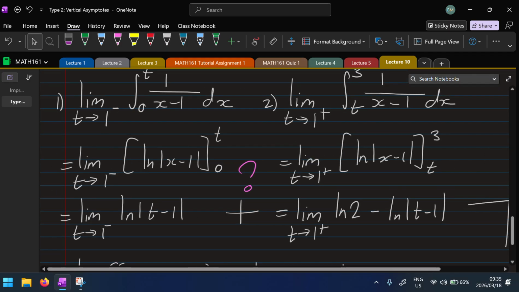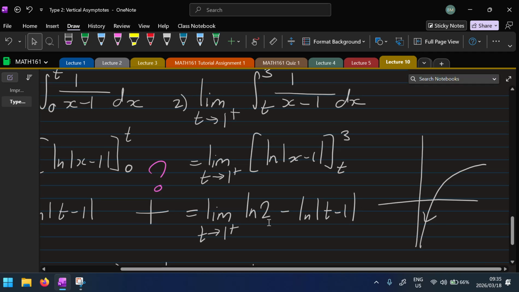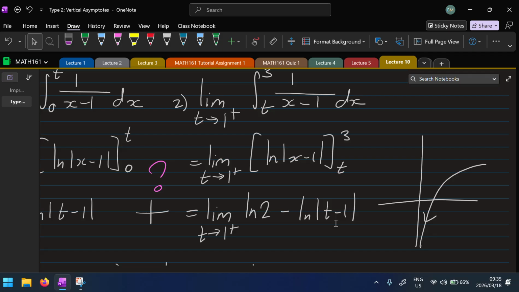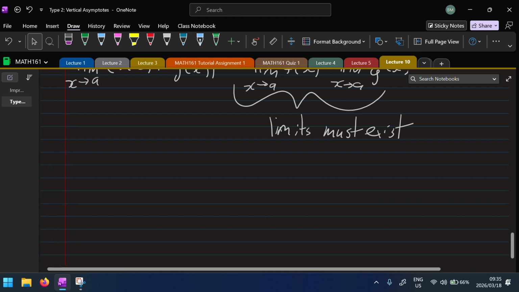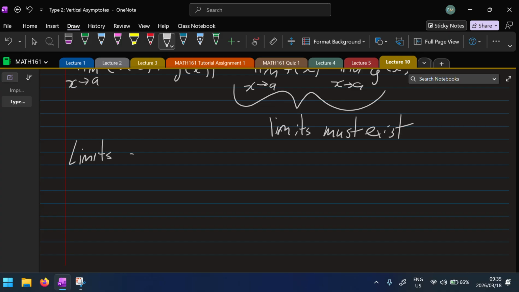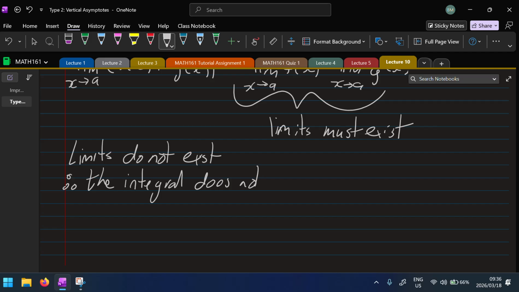First one doesn't exist. Let's look at the second one. t goes to 1 plus. This inside part will go to 0. Natural log of 0 goes down to minus infinity again. The limits do not exist. So that means this integral does not exist. Therefore, the integral does not exist. You see how dangerous this thing is.